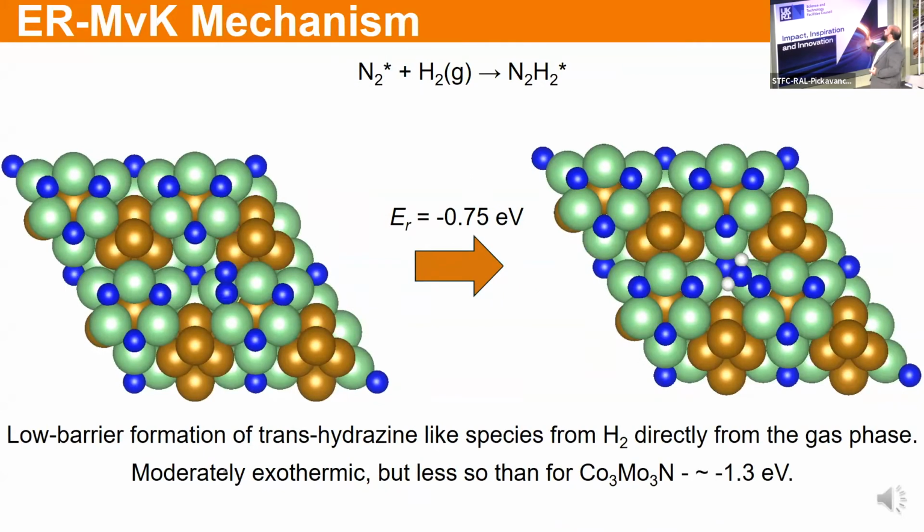So the first process then, the hydrogenation, is this associative type step where we have high energy hydrogen coming in from the gas phase to form this hydrazine-like species. And once again, we can see this is a highly exothermic process, although it's more so for the cobalt molybdenum nitride. We can see here this structure is a hydrazine-like intermediate.